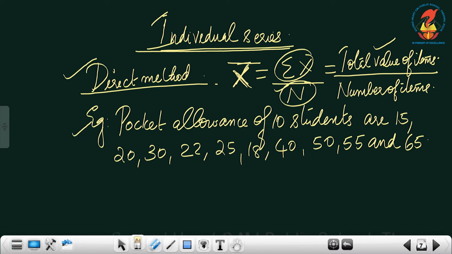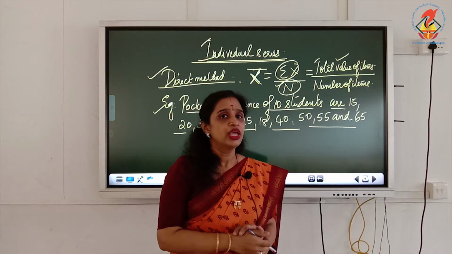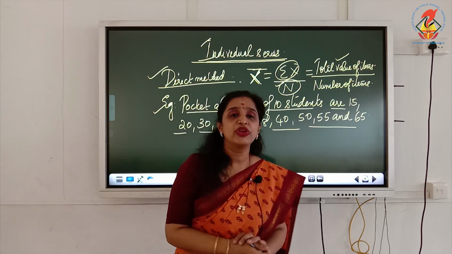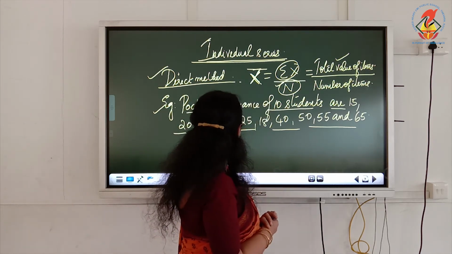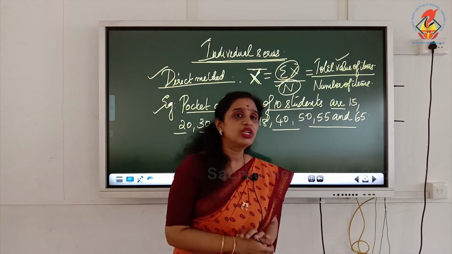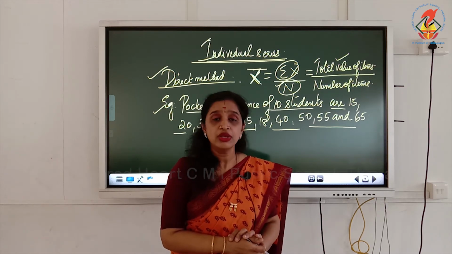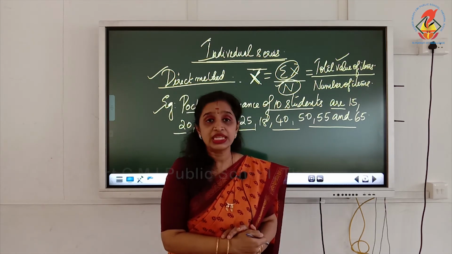Now the first example that we are going to see is pocket allowances of 10 students are 15, 20, 30, 22, 25, 18, 40, 50, 55 and 65. So 10 students are given pocket allowances, and the pocket money of the 10 students is given here as 15, 20, 30, 22, 25, 18, 40, 50, 55 and 65. You are asked to find out the arithmetic mean of this individual series using direct method.